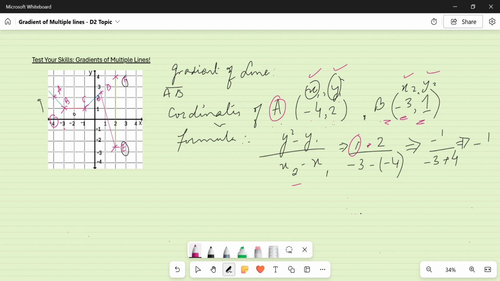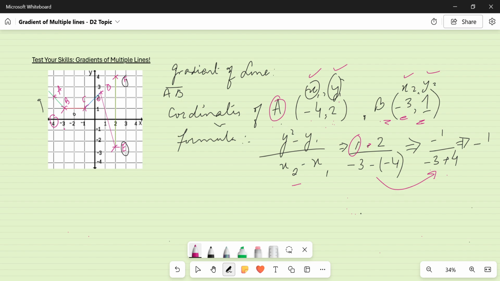So what is x2 here? The coordinates of x1, the first one, is minus 3 here. The formula has a minus sign and x1 is minus 4. I wrote this in the bracket because minus minus gives you plus here, right? Minus minus is plus here. So 1 minus 2, answer is minus 1, and then minus 3 and minus minus plus 4. So when we solve this, the answer gives you negative 1. So the gradient of line AB is minus 1.